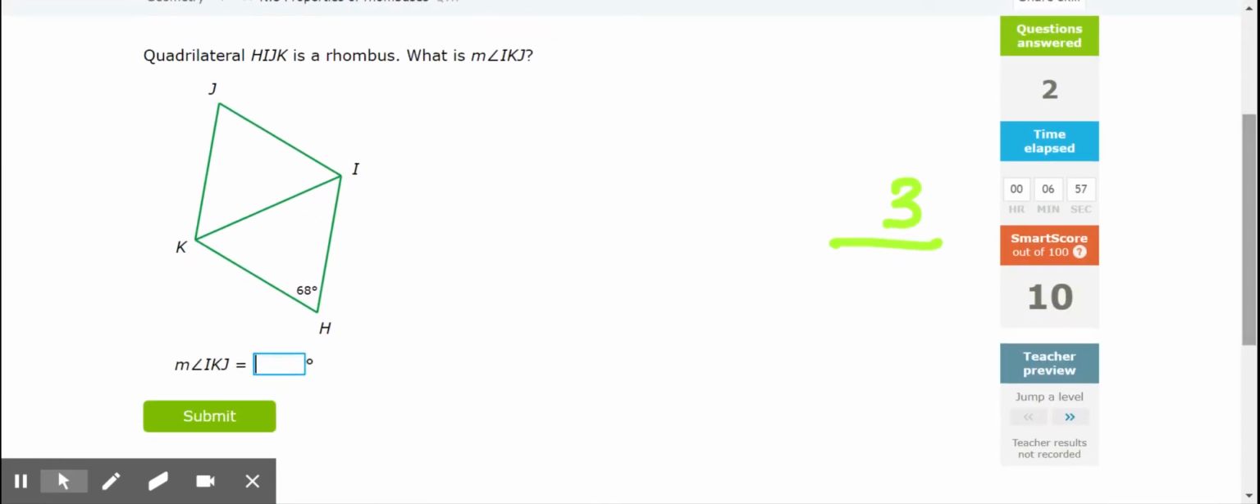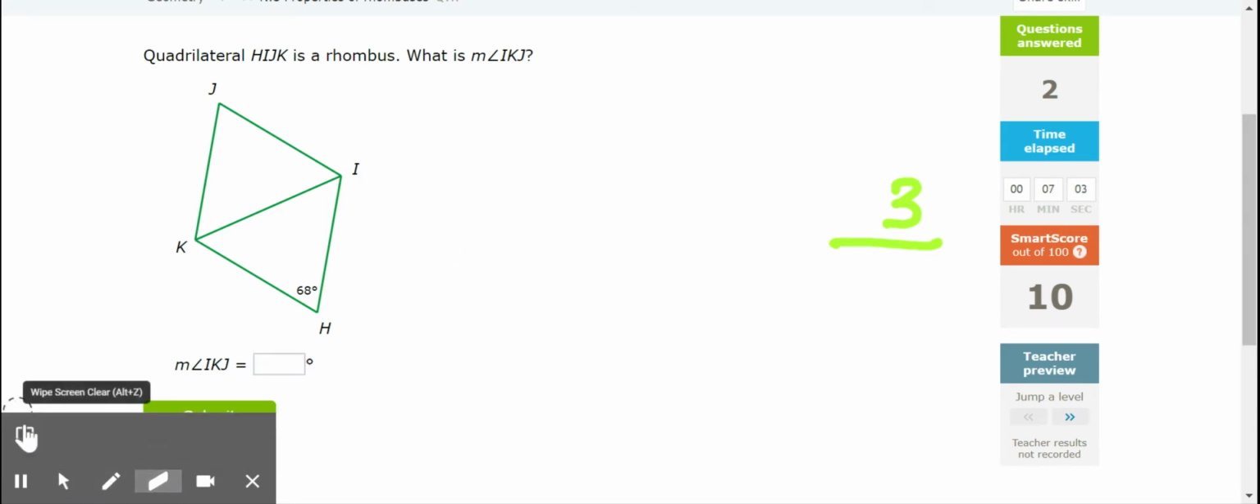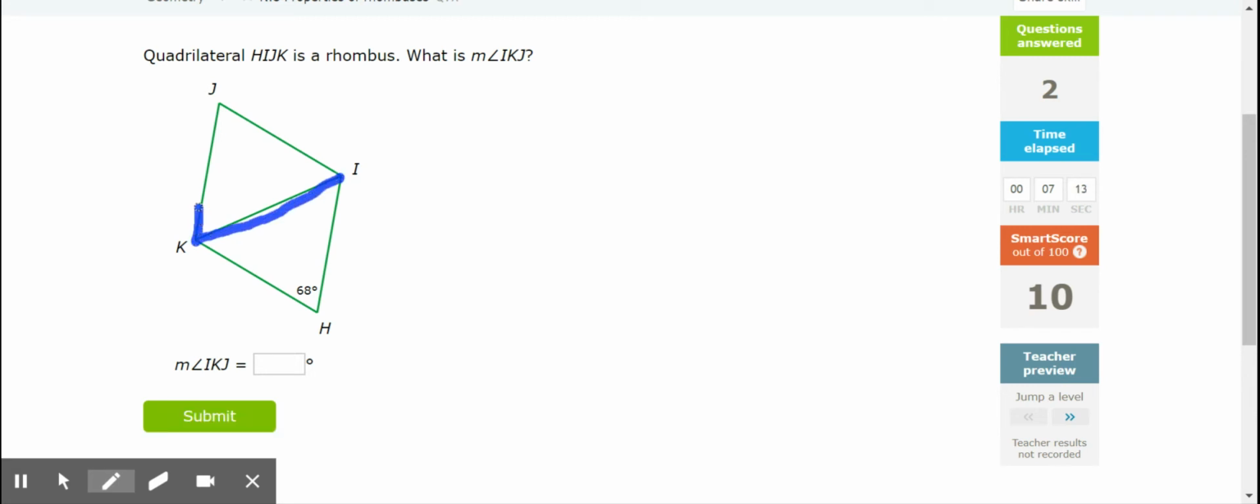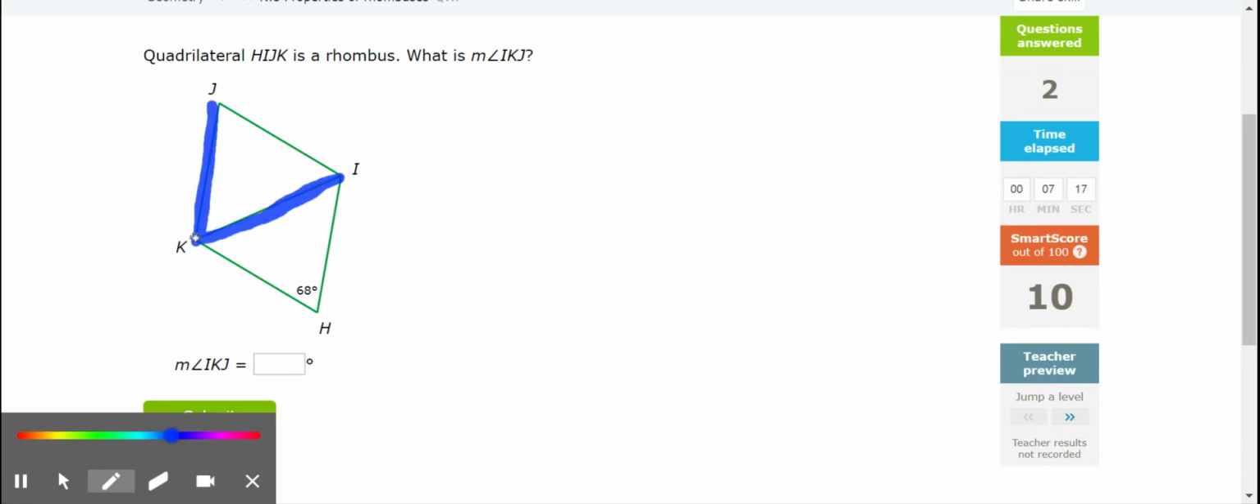So it says quadrilateral HIJK is a rhombus, and then it wants to know the measurement of IKJ. Let's see what angle they're actually talking about. IKJ. Okay, so let's start off with working with what I do know. I know that opposite angles are congruent, so if this angle is 68, that means that this angle is going to be 68.